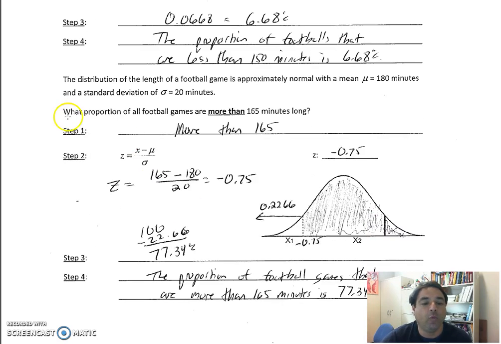Next question. What proportion of all football games are more than 165 minutes long? This time we're looking for more than. So we do 165 minus 180 divided by 20. Be careful, you should get negative 0.75. Negative 0.75 would be on your left here, but remember, we're looking for more than. So I shade more than, we have a large percent.